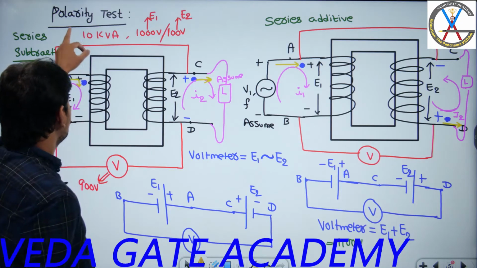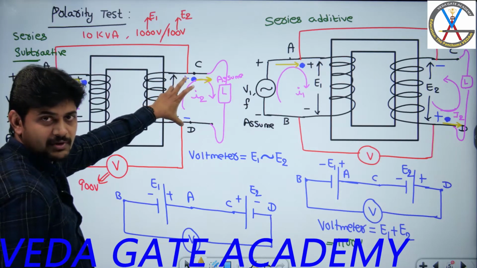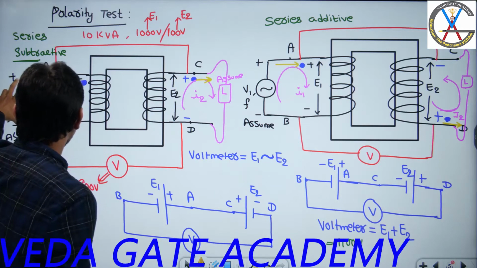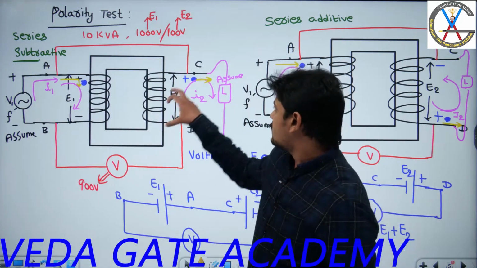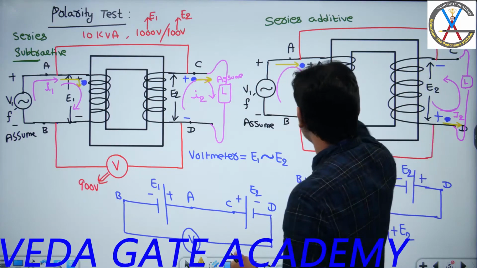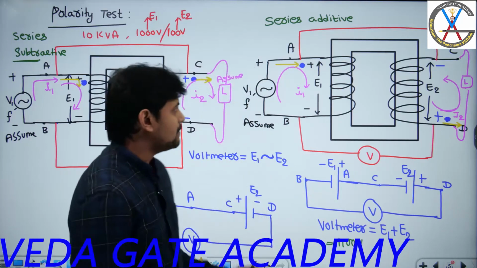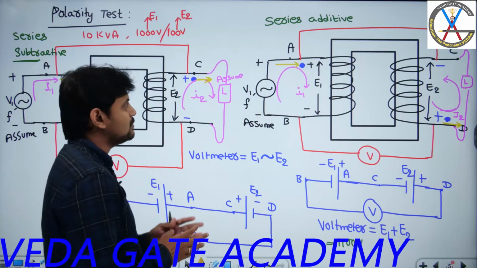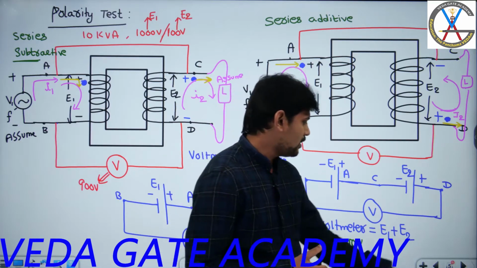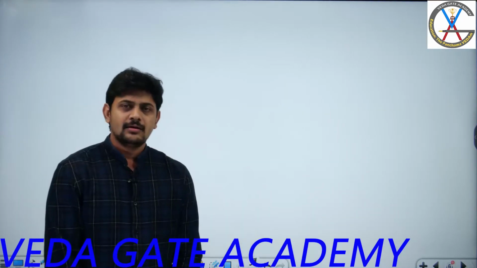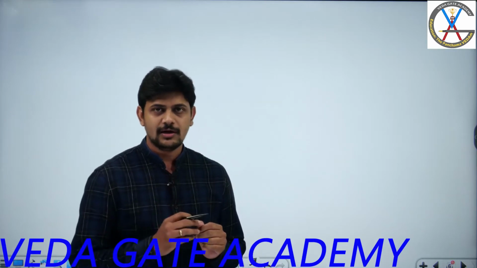So what is the conclusion? What have we done in the polarity test? The relative polarities of secondary winding terminals are obtained with respect to the assumed primary polarities. So the polarity test is used to determine the relative polarities of secondary winding terminals with respect to the assumed primary winding polarities. So this is a brief idea about the polarity test and how to determine the polarities. So far we have discussed the polarity test. Now we will try to solve some problems related to that concept.